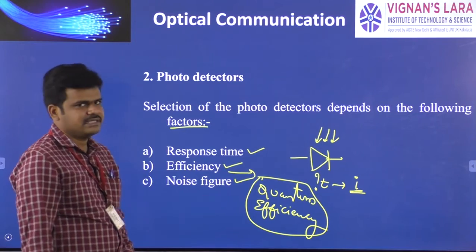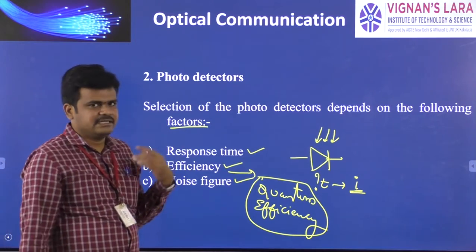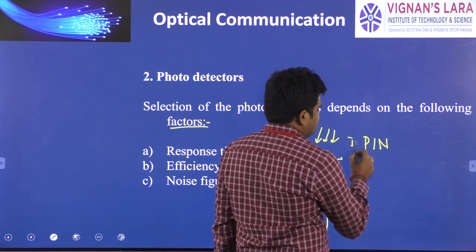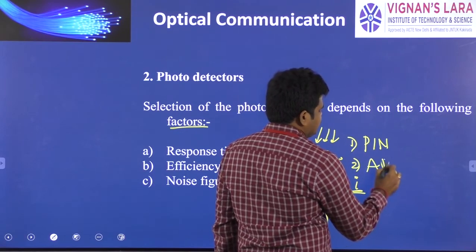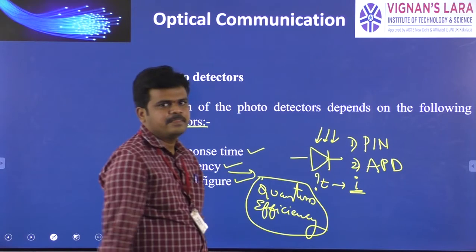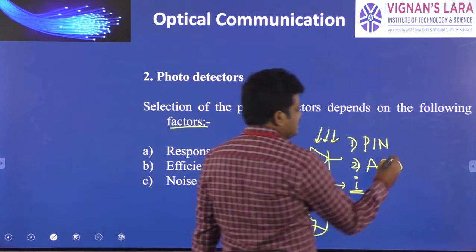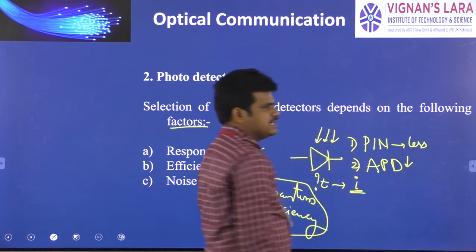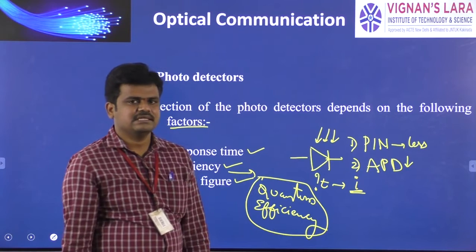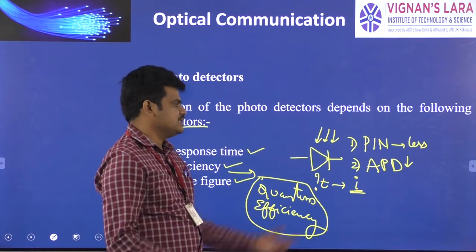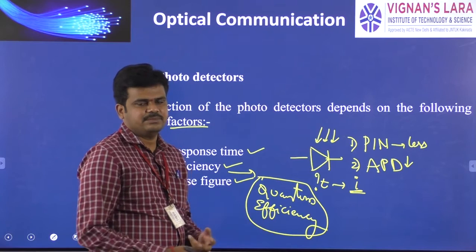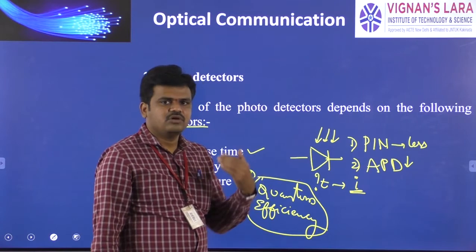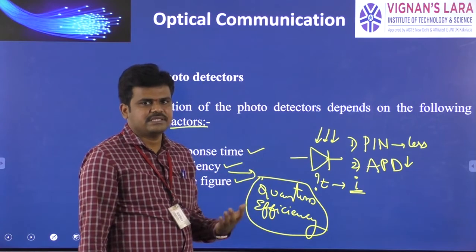And another one is noise figure. We already studied two types of detectors. One is the pin detector, another one is the avalanche photodetector. The noise generated in the pin detector is less compared to the noise generated in the APD. Why is the noise generated actually? When the light falls on the photodiode, pin photodiode or avalanche photodiode, what is happening? Electron hole pairs are generated.